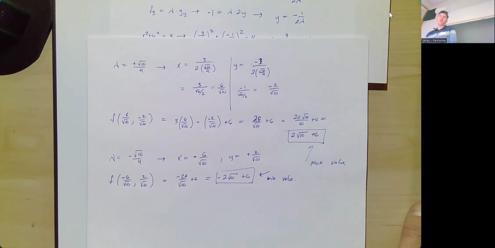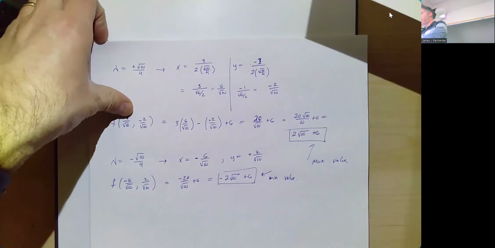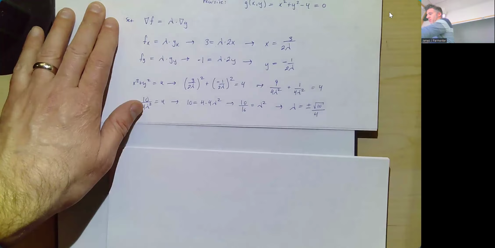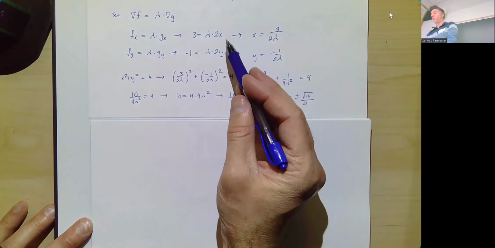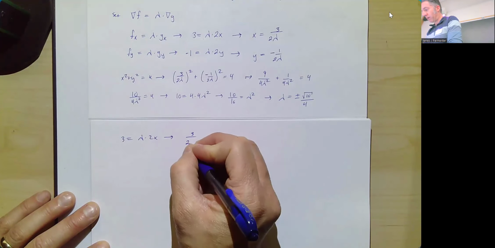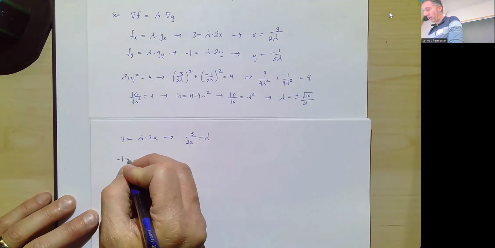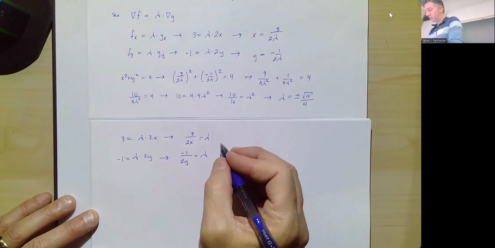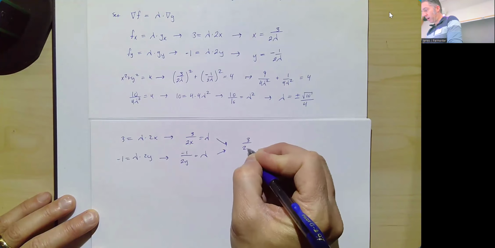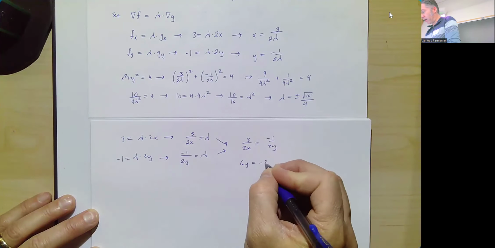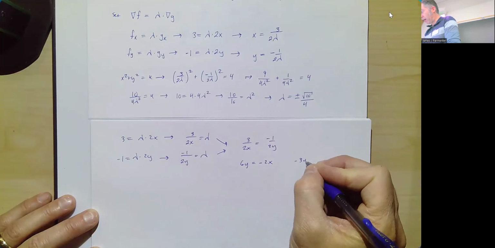You could have gotten through this without solving for lambda if you wanted to. I think it's worth pointing out, so let me just show you what I mean. I won't spend too much time talking about this. Instead of solving for x and y, I could have solved both of these for lambda. Meaning I could have said 3 equal to lambda times 2x gives me 3 divided by 2x equal to lambda. And similarly, negative 1 equal to lambda times 2y gives me negative 1 divided by 2y equal to lambda. And then set those equal to each other, which gives me 3 over 2x equals negative 1 over 2y. Cross multiply, you get 6y equal to negative 2x, or 6 divided by 2 is negative 3y equal to x.